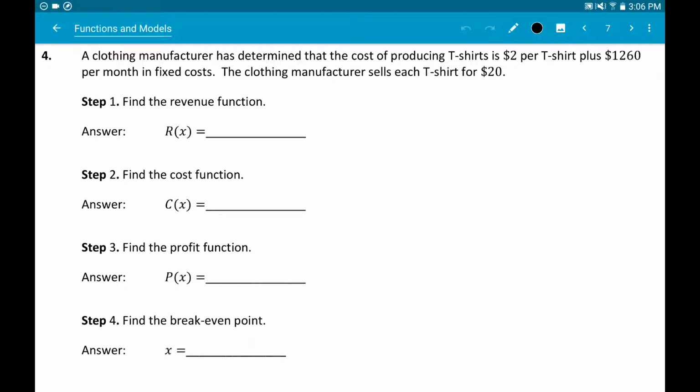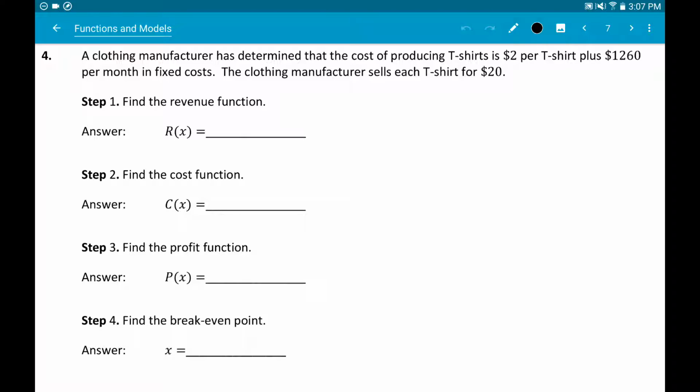Okay, and then the last question that we're going to do in the video here, question 4. A clothing manufacturer determines the cost of producing t-shirts is $2 per t-shirt plus $1,260 per month in fixed costs. The clothing manufacturer sells each t-shirt for $20. And they want us to go through in step 1 and get a revenue function, step 2 get a cost function, step 3 get a profit function, and then find a break-even point at the end. So sort of a combination of the previous few questions that we've worked all together.